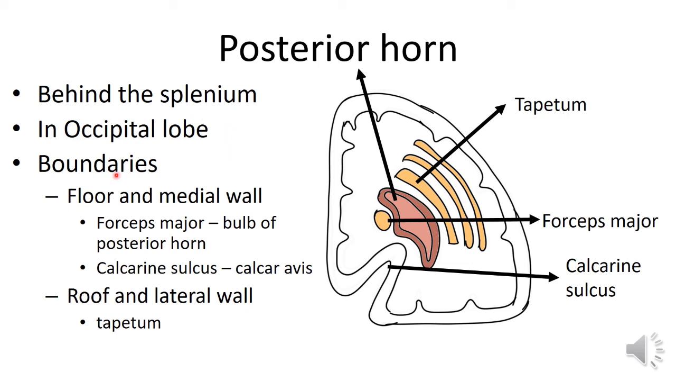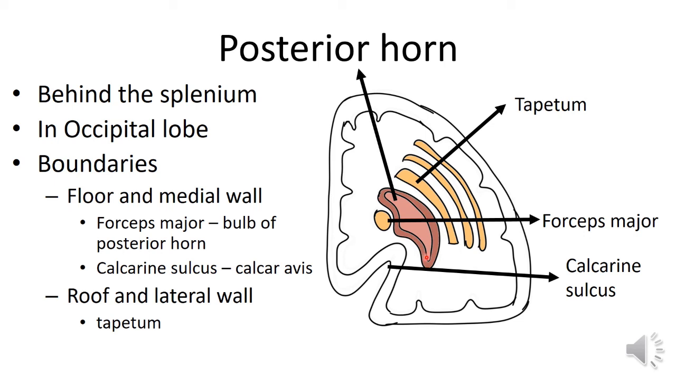Coming to the boundaries of the posterior horn, the floor and medial wall. The floor and medial wall is bound by forceps major and calcarine sulcus. The forceps major forms a bulging in the posterior horn called the bulb of posterior horn, and the calcarine sulcus makes a bulging called the calcar avis.